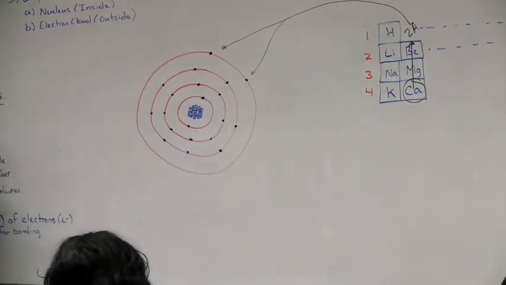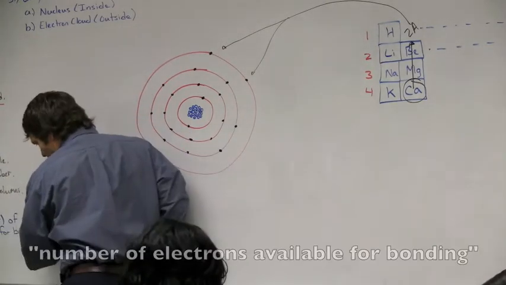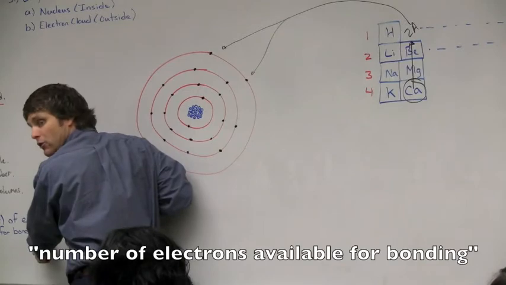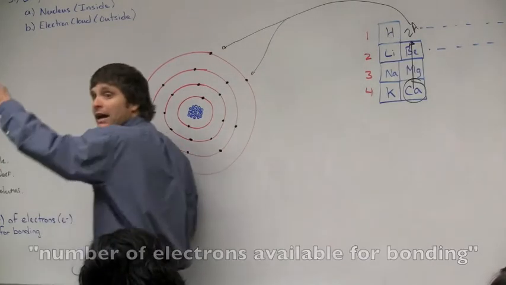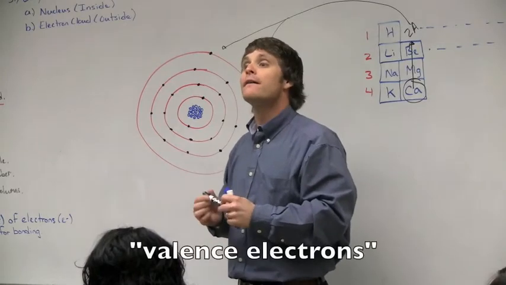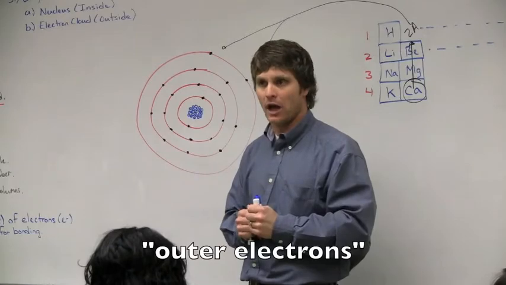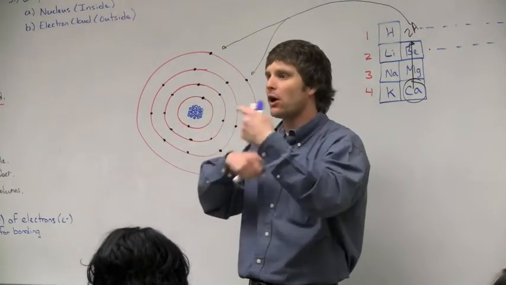We have 3 names that we'll use for these electrons. The best name we could use is the number of electrons available for bonding. Those are called the bonding electrons. We just found out from our definitions, instead of bonding electrons, we can also call them valence electrons, and sometimes I will call them the outer electrons. I will use those 3 interchangeably all semester long.